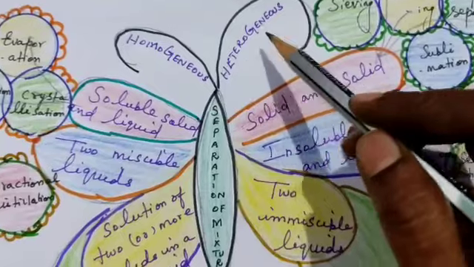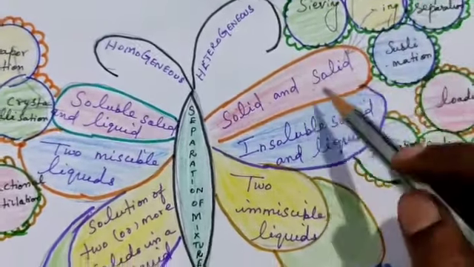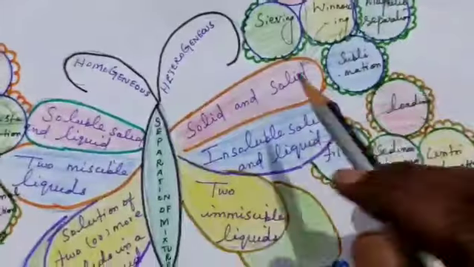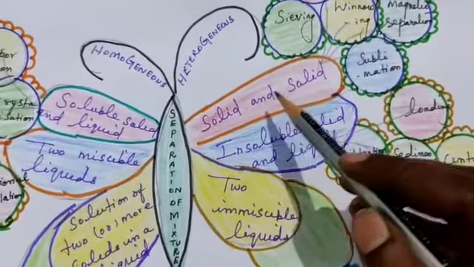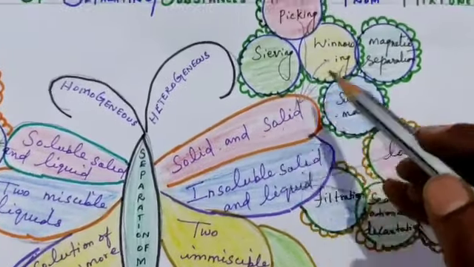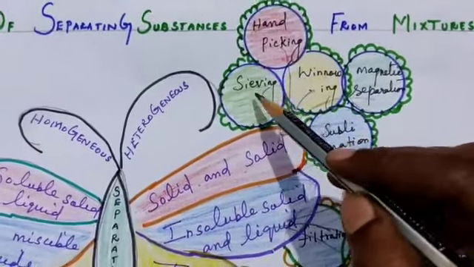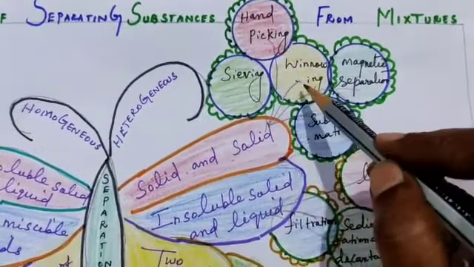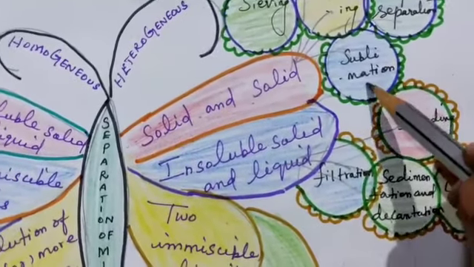Homogeneous mixture, heterogeneous mixture. In heterogeneous mixture, what are the methods of separation we are going to learn? In solid and solid, both the components are solid, so what are the methods we can apply? We are going to use the sieving method, hand picking method, winnowing method, magnetic separation method, sublimation method.